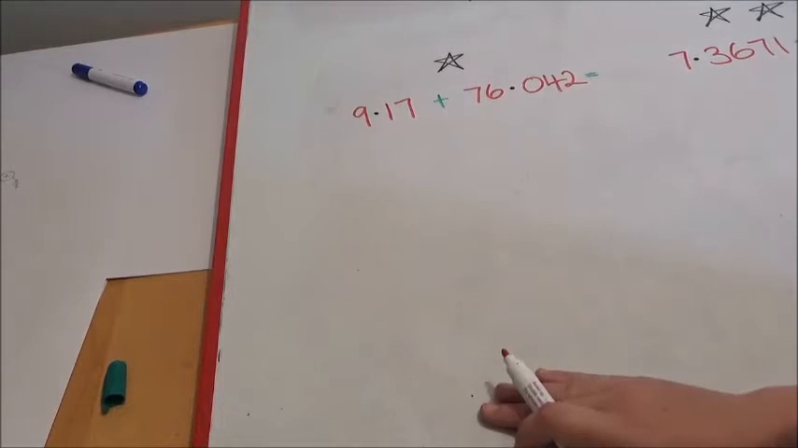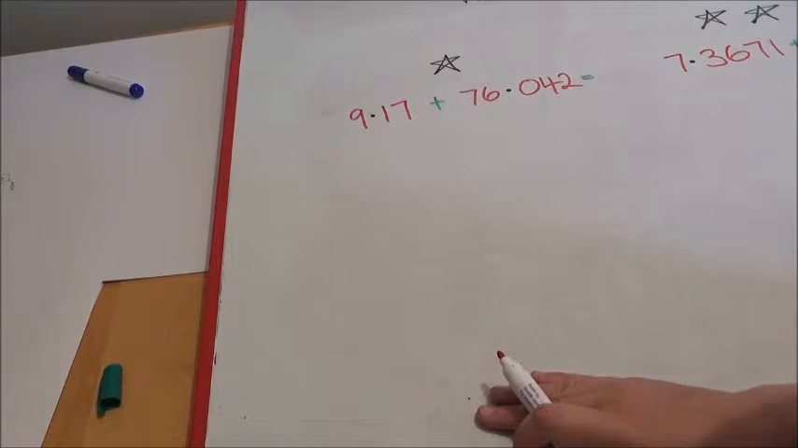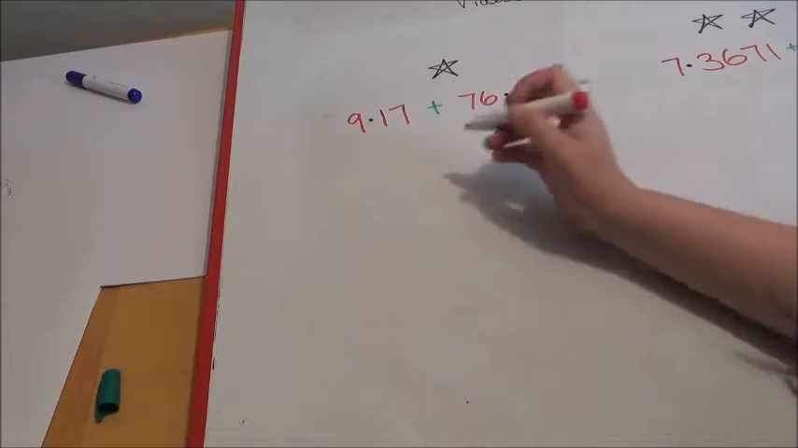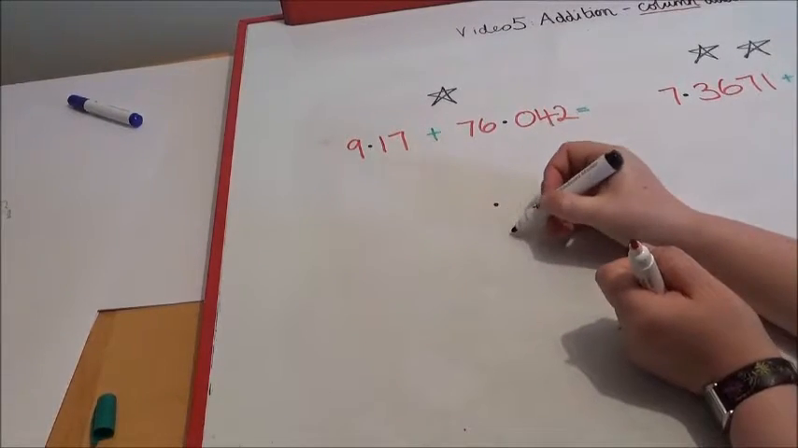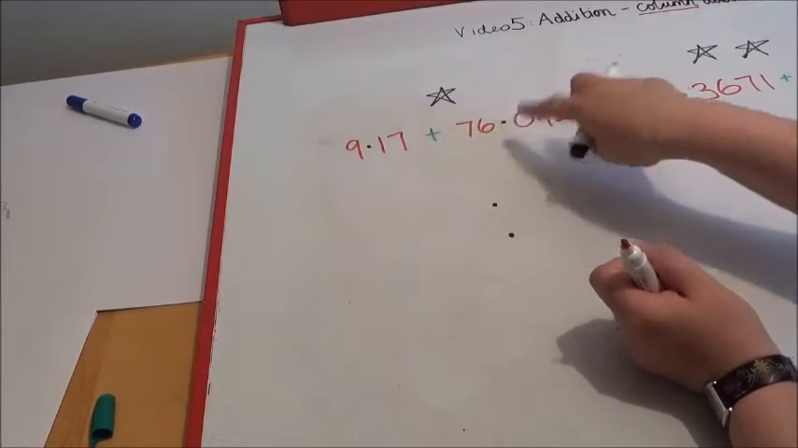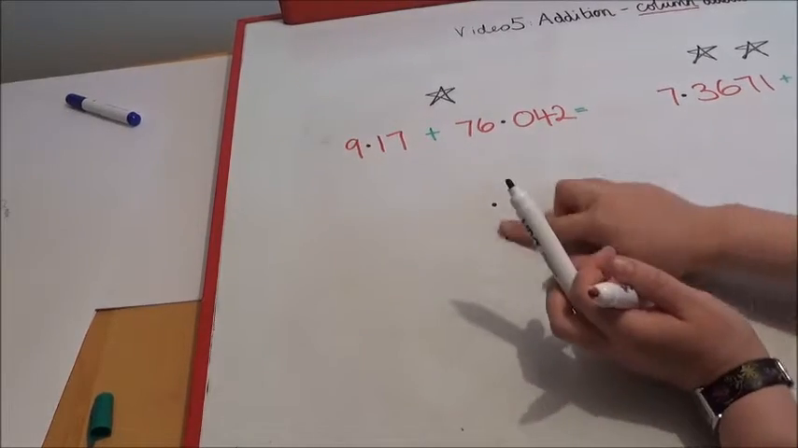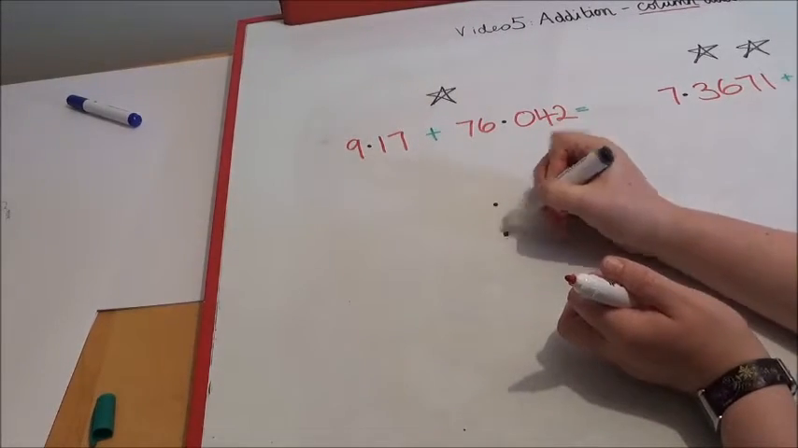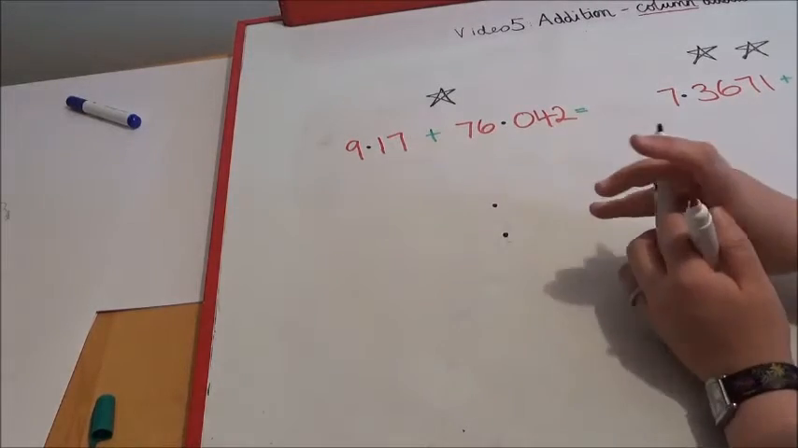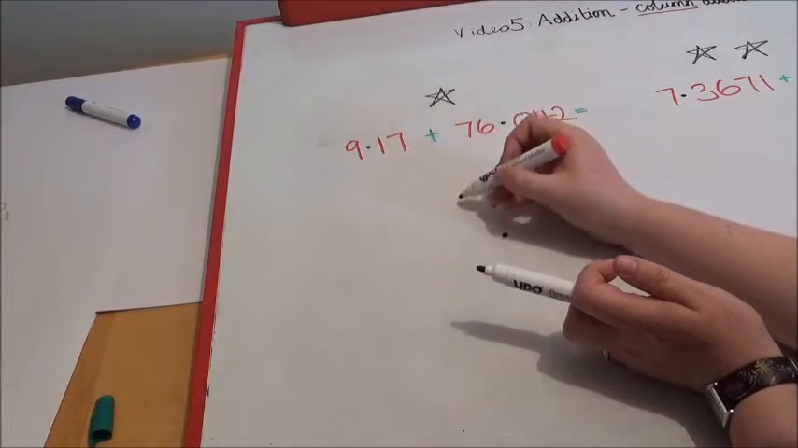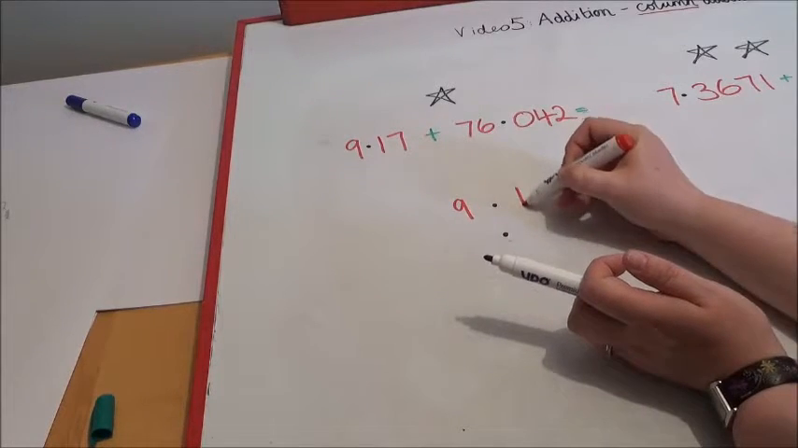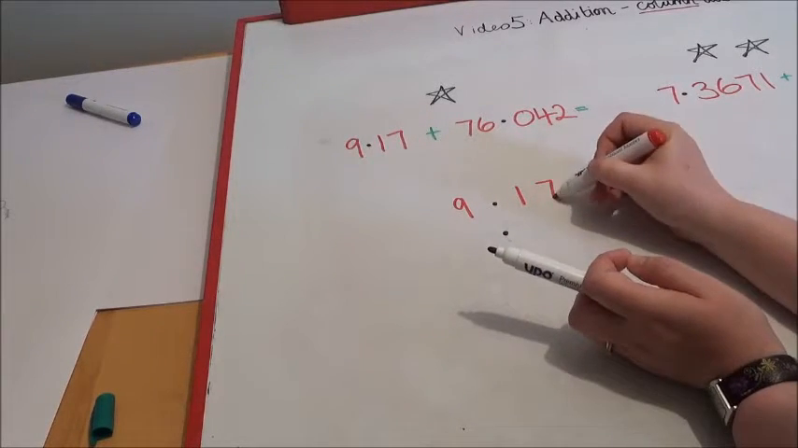Okay, we're going to answer this question here. So we're going to line it up using the place value columns. So remember before I said the easiest thing to do is to line it up using the decimal points here to make sure that we don't make any silly mistakes with where we place our place values. So here I've got 9.17. So I'm going to put 9 here in the units, 1 in the tenths and 7 in the hundredths.